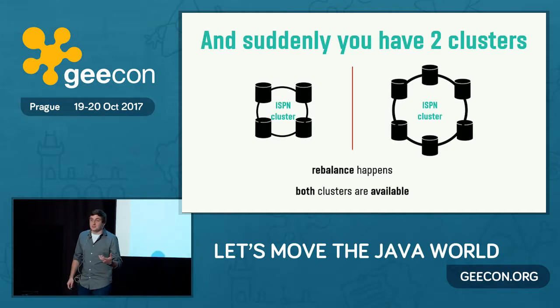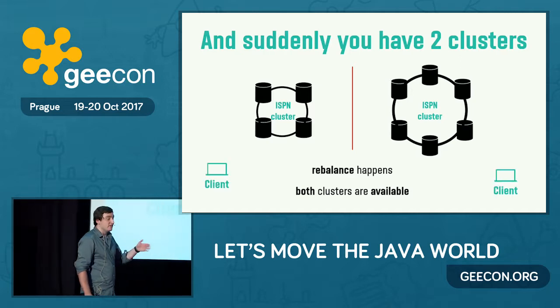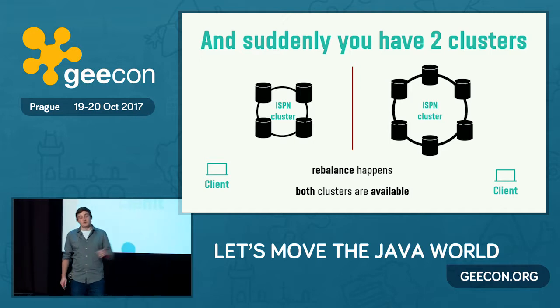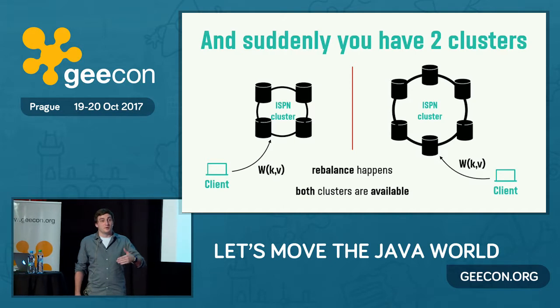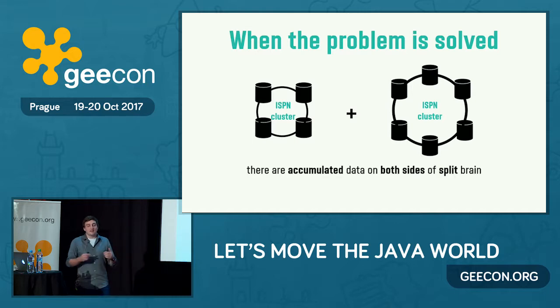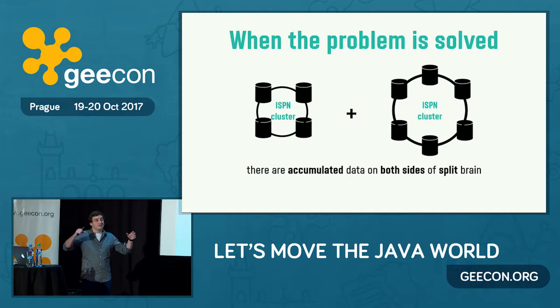However, since Infinispan prefers availability over consistency, both clusters are available. And if both clusters are available, there will be clients that will talk to the cluster, and since they are talking to the cluster, they will perform write operations. Then, when the problem is solved, you will end up with accumulated data on both sides of the split brain, in both Infinispan clusters.